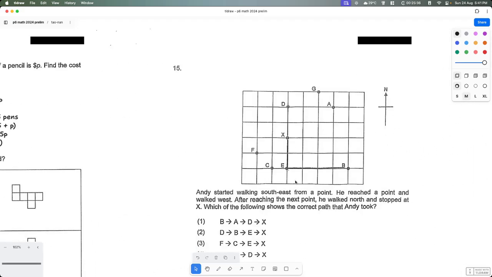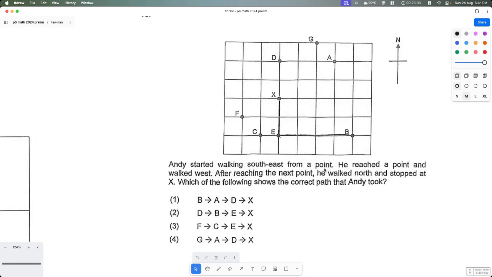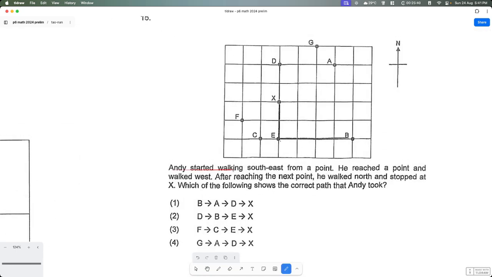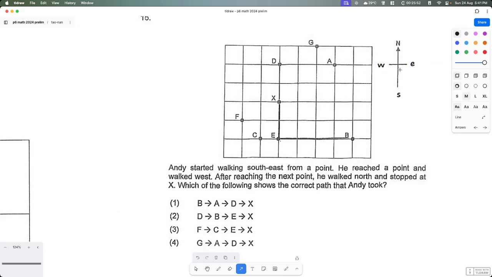Question number 15. Okay, last question. So Andy started walking southeast from a point. So north, south, then east. Wait, sorry. This is east, and this is west. Okay. So southeast is this way. Okay, southeast from a point. Okay, so she walked southeast from a point. So from, let me put it easier.